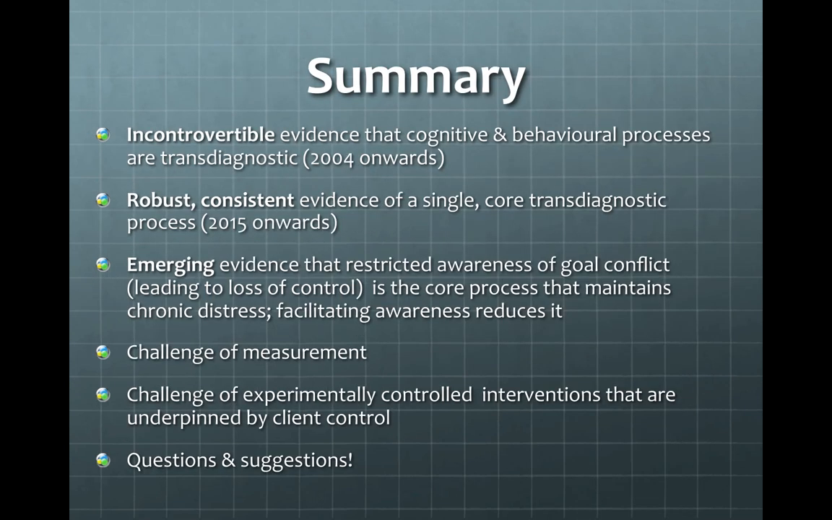So, in summary, already 14 years ago, we unveiled the evidence that the cognitive and behavioural processes that really were discovered and tested in a disorder-specific way are shared across disorders. But we've gone beyond that now. I would say in the last few years, we've got to the point of having robust and consistent evidence that these processes are actually part of a shared core process. And then I've also talked to you of evidence from our group putting forward that it's restricted awareness of goal conflict leading to loss of control that is that core process.